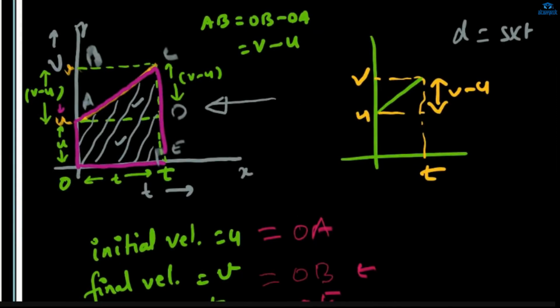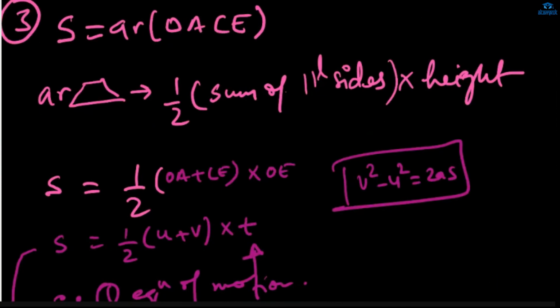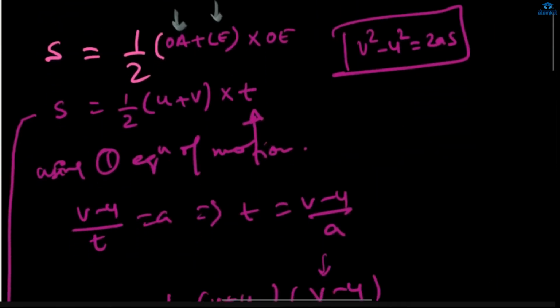Then putting the values: OA is what? U, and OC is what? V. So I have put the values of OA and OC, U and V, into T. Then we have to eliminate T from here, because in the third equation of motion we don't see T anywhere. It means we have to eliminate this T part.